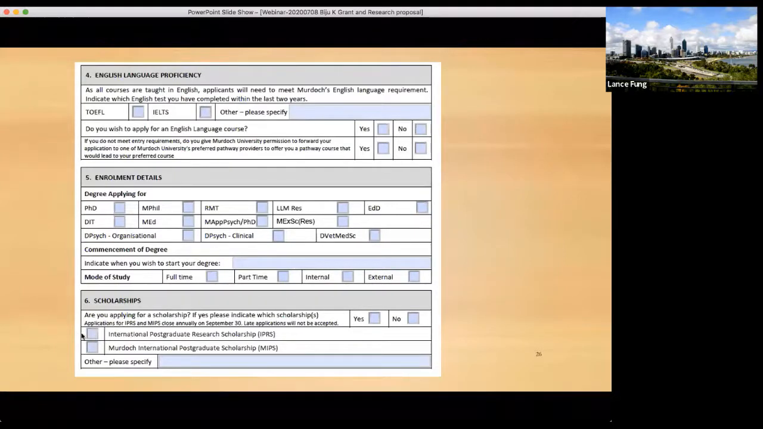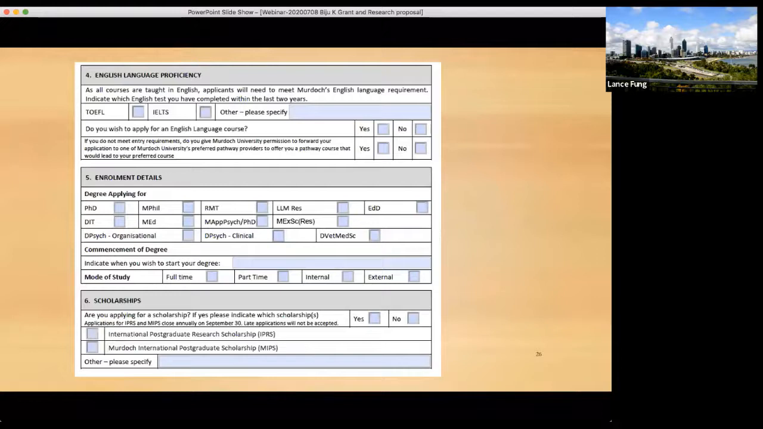Now, as you can see here, there's one section about scholarships. For students coming from overseas, I can assure you it's very expensive to study in Australia. But we do give out scholarships, and they are mainly from two sources. One is from the Australian government, what we call the International Postgraduate Research Scholarship. The other is from our university itself, called the Murdoch International Postgraduate Scholarship. I'm using my university as the example, but most other Australian universities have something similar, and sometimes they have other variations of the program.